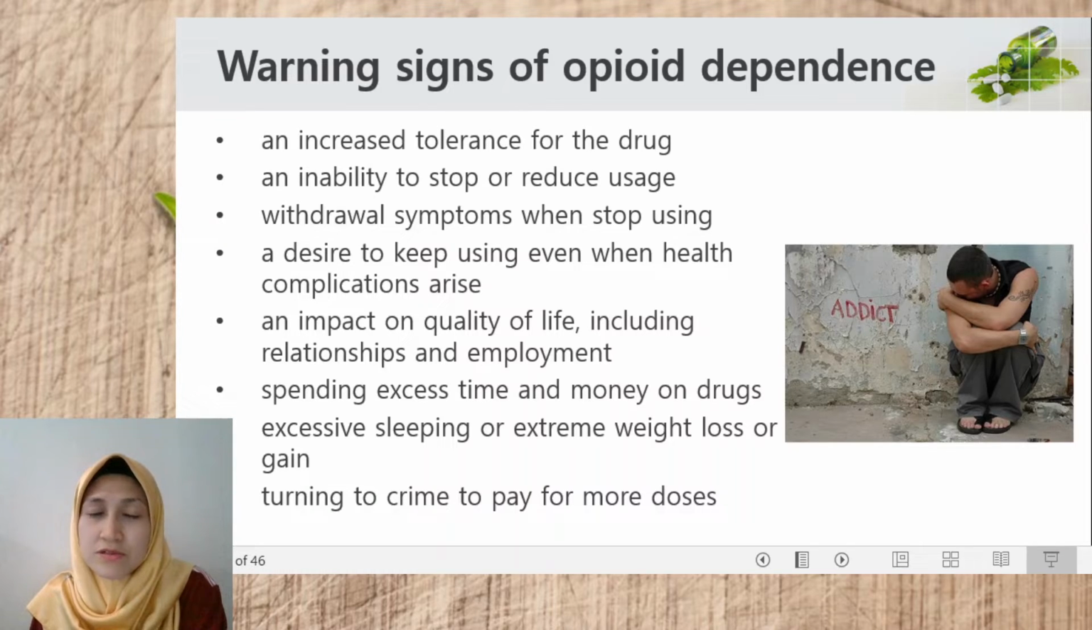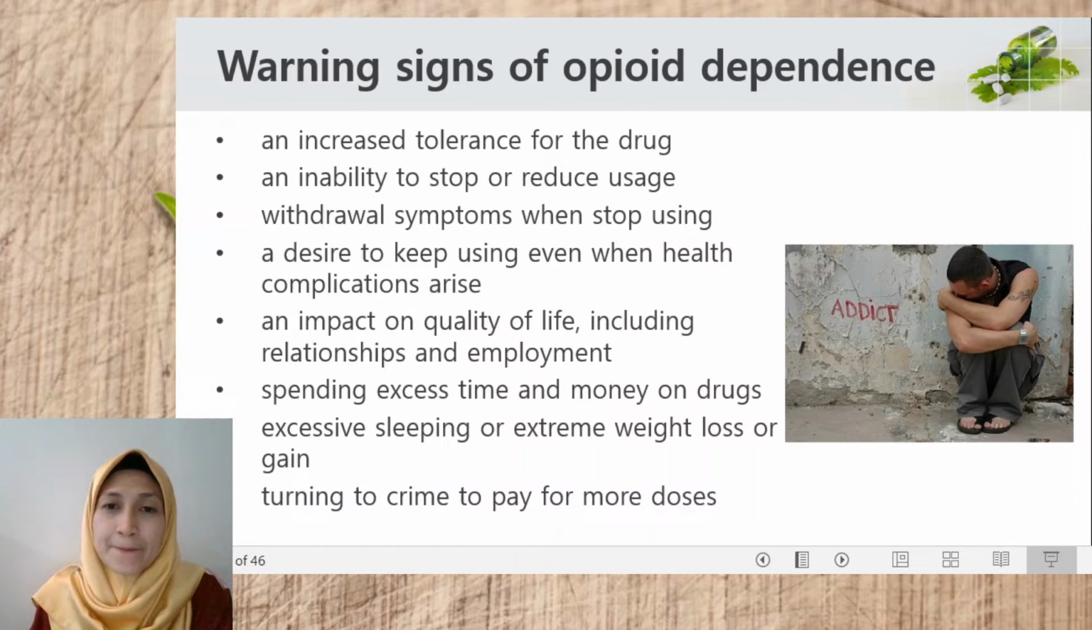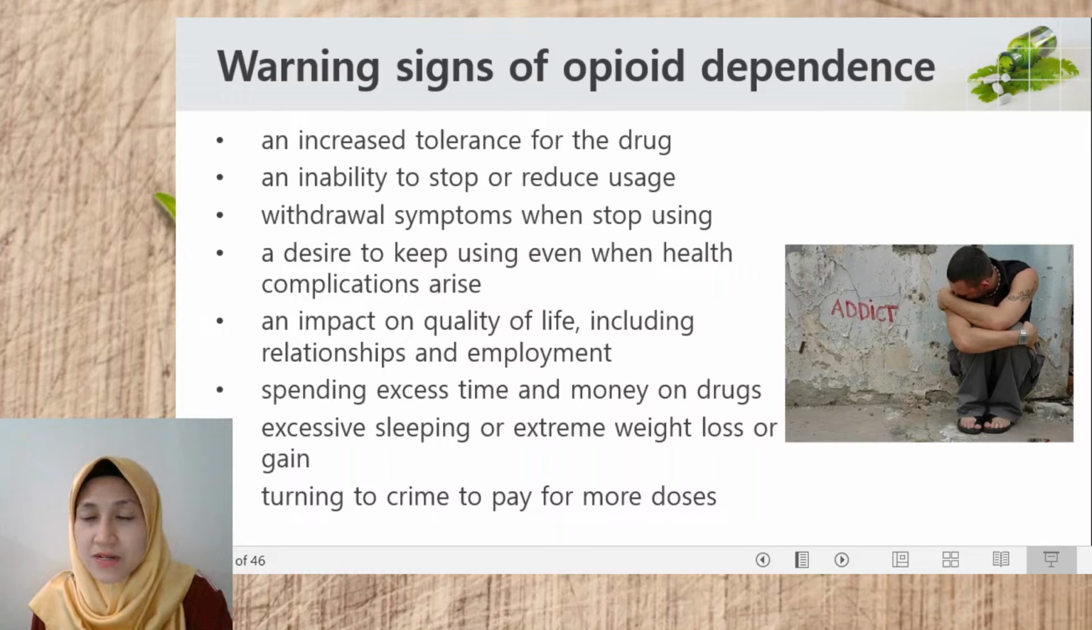They are not able to stop usage. So that is when we need to intervene. The third one is the withdrawal symptoms when they stop using, and a desire to keep using even when health complications arise, meaning that even if they have, for example, hyperalgesia, hypotension, or respiratory depression, they still continue to use it even though they know it will cost them their health and impact their quality of life, including relationships and employment.